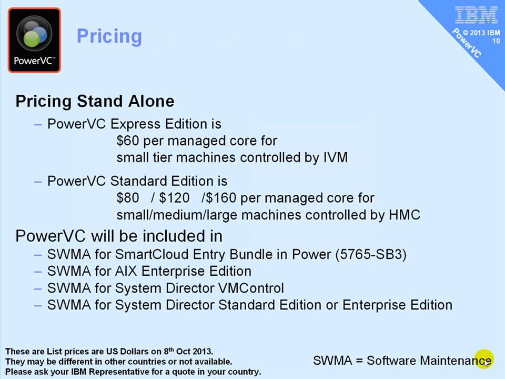Now a few words on pricing. I don't usually cover this, I leave that to my salesperson, but I just wanted to make sure you're aware the prices are really low. For the PowerVC Express Edition, it's $60 per managed core, and this is for small tier machines, so that's the Power 710 to the 750, that are being controlled by IVM. The PowerVC Standard Edition is for machines that are controlled by HMCs. They can be small, medium or large, and then the prices are 80, 120 or 160 per managed core.